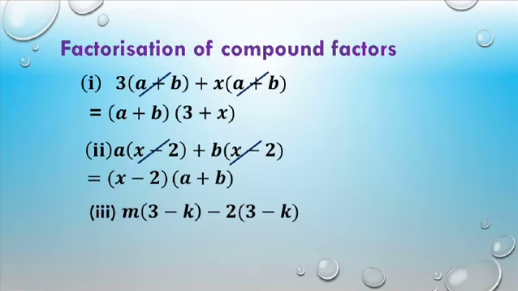Third example, m into 3 minus k minus 2 into 3 minus k. So here I have a minus. And 3 minus k is common. So 3 minus k is going to be taken outside. And I'm left with m minus 2.